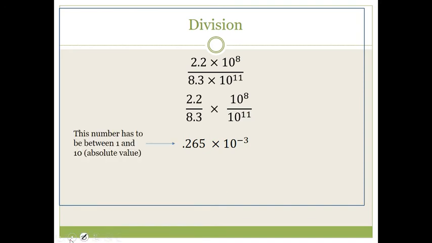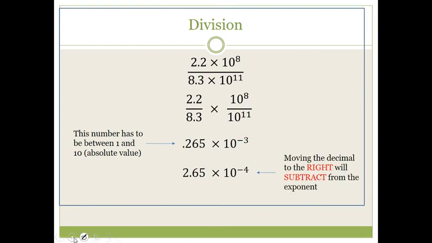Again, here's the problem. That number in front has to be between 1 and 10, absolute value-wise. So I don't like this 0.265. In order to get this number between 1 and 10, I need to move that decimal to the right. That's effectively saying I need to multiply it by 10. So when we do that, this time we subtract from the exponent. When I have to move that decimal to the right, we subtract from the exponent. So we had -3, and then minus 1 to get -4.